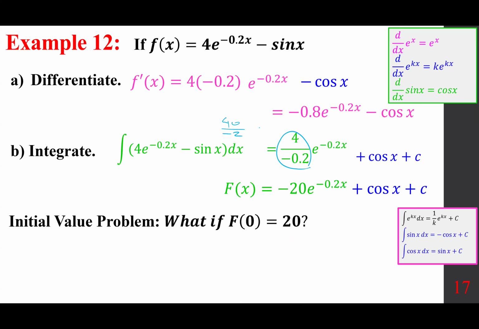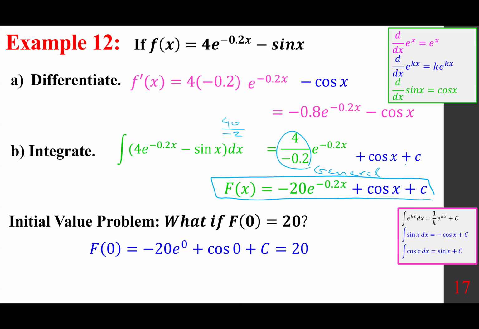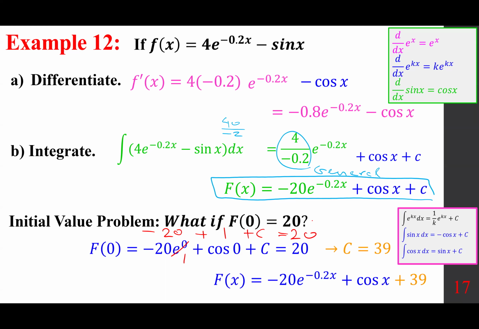What if f of 0 equals 20? That means go with the initial value problem. And that means this is a general solution, everybody. Now there is a pair. So replace the x with 0, f of x with 20, and you find the missing constant, in which case this is 1, so we get minus 20. Cosine of 0 is 1, and I hope you see that c ends up being 39. Plug it in, you're looking at a particular solution.